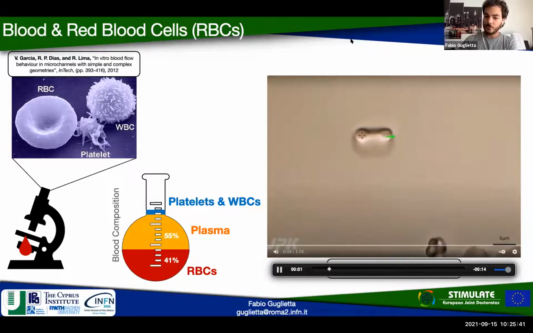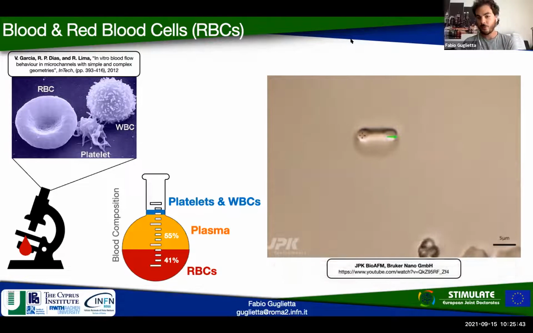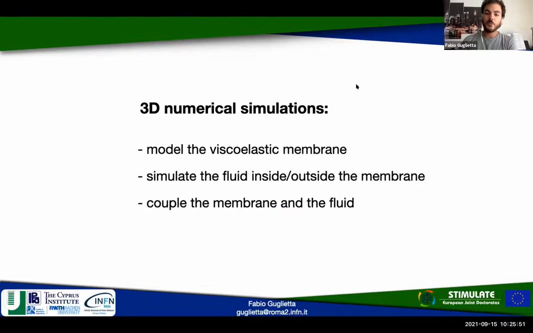What we want to do is perform 3D numerical simulations to reproduce this kind of experiment, and also other new setups. To perform 3D numerical simulations, as Professor Krüger said before, we first need to model the viscoelastic membrane, and to do so we can use a finite element method. Then we need to simulate the fluid both inside and outside the membrane, and for this we will use a numerical solver. Finally, we need to couple the membrane and the fluid.